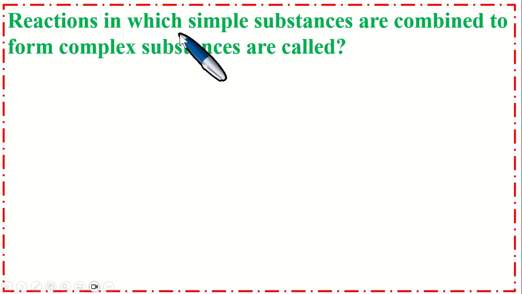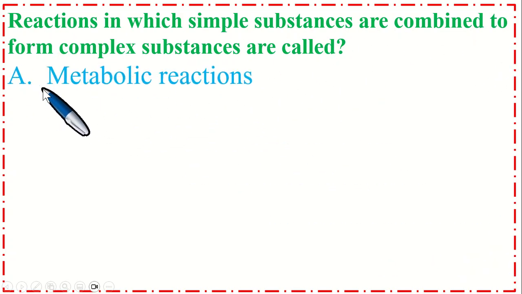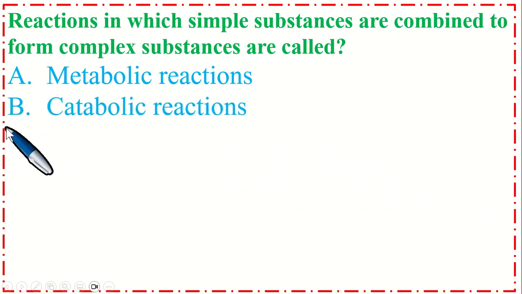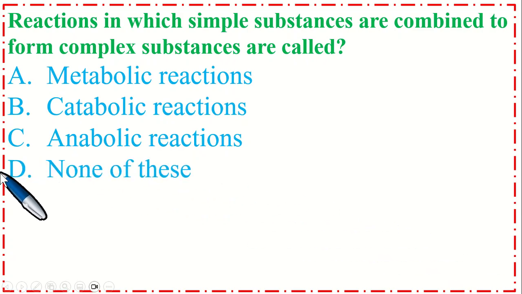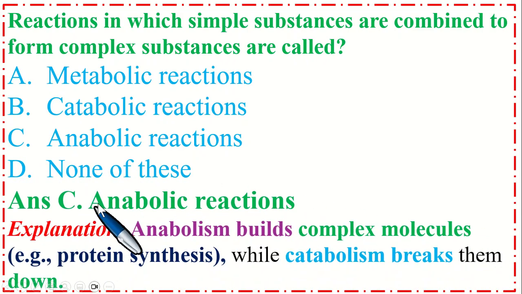Reactions in which simple substances are combined to form complex substances are called: option A, metabolic reactions. B, catabolic reactions. C, anabolic reactions. And option D, none of these. So the correct option is C, anabolic reactions. Anabolism builds complex molecules, for example protein synthesis, while catabolism breaks them down.